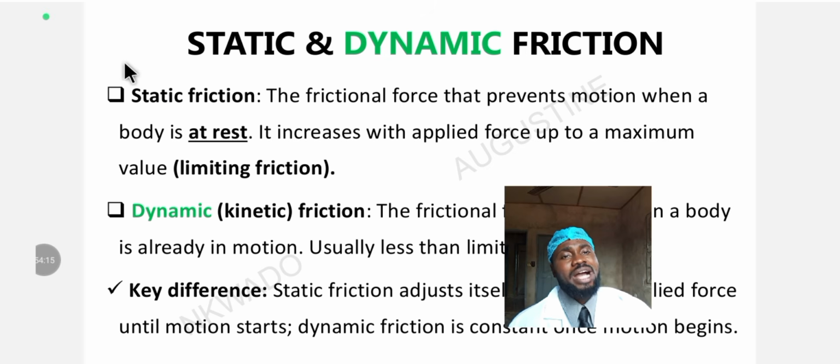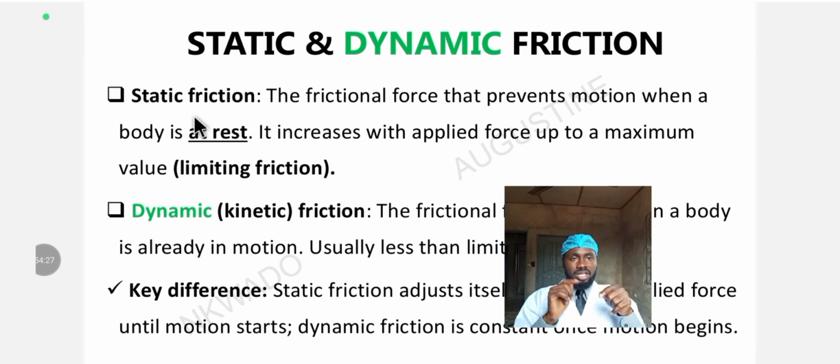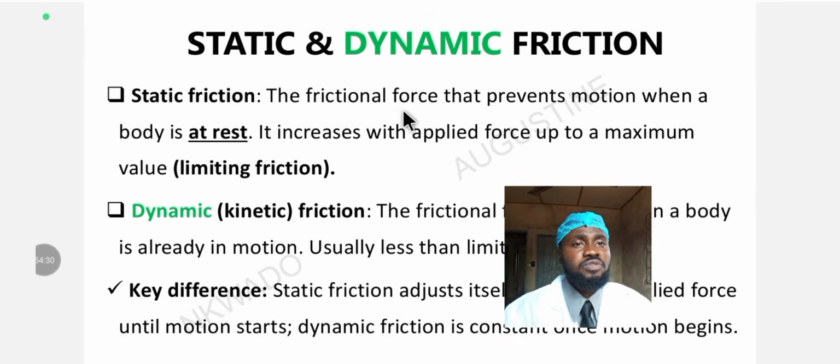So what is static friction? The types of friction, we have static, we have dynamic. Let's look at static friction. When you say something is static, it means that thing is not moving. It's in one place, stationary. So static friction is a frictional force that prevents motion when a body is at rest.